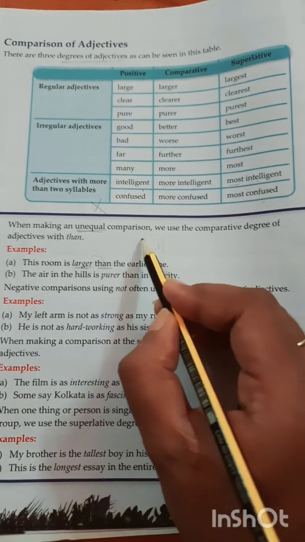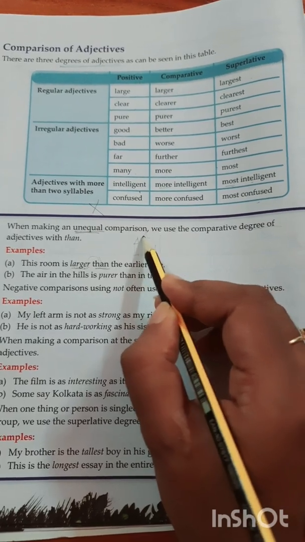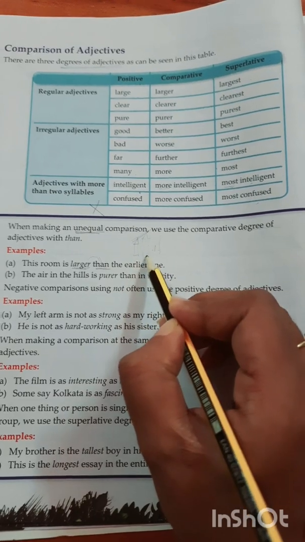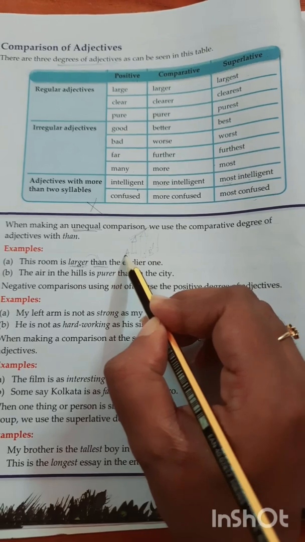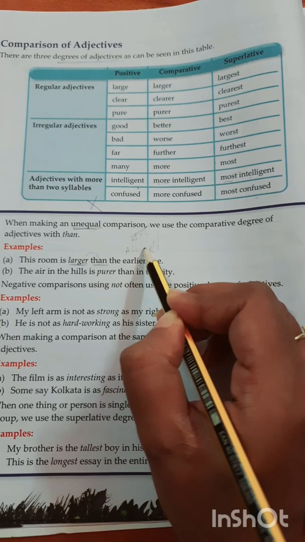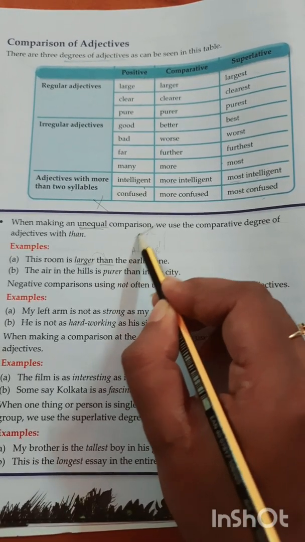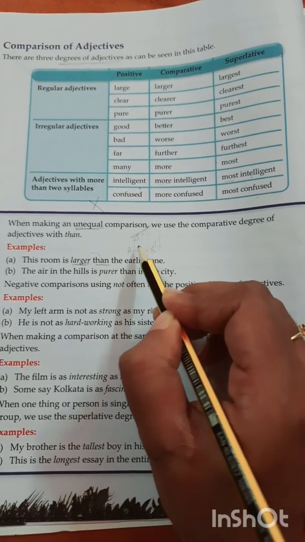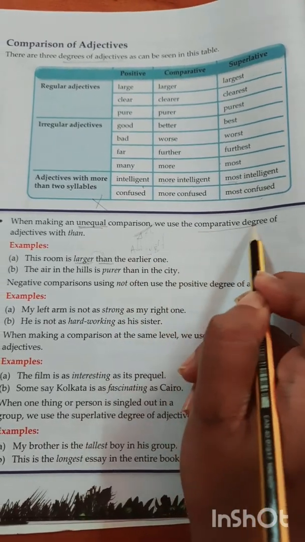Okay, children. So, for example, this is a pencil. And this is also a pencil. This is taller. Yes. This is taller than this one. This is A. This is B. A is shorter than B. B is taller than A. So this is not equal. Yes, this is unequal, isn't it, children? So you are comparing 2 unequal things, right? So you are using comparative degree.